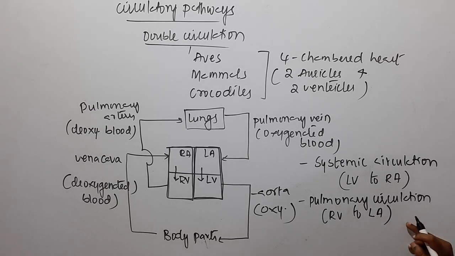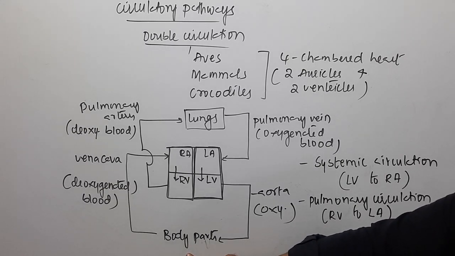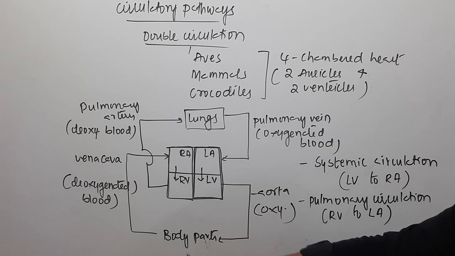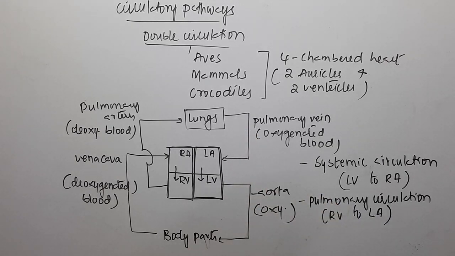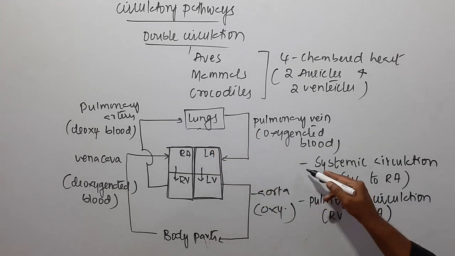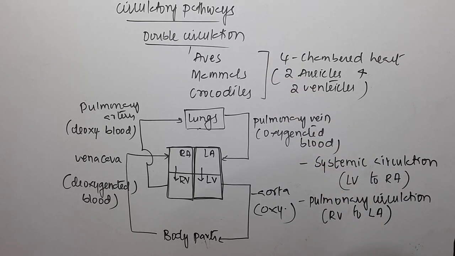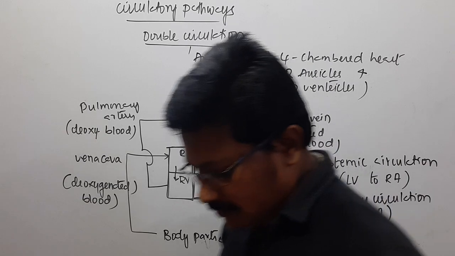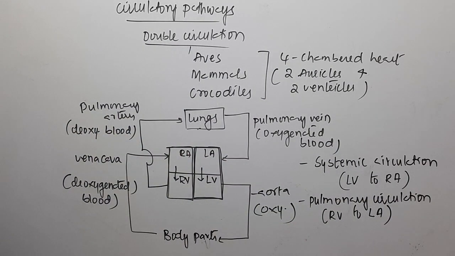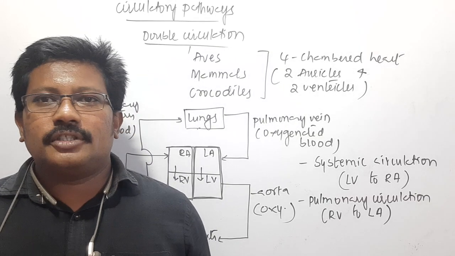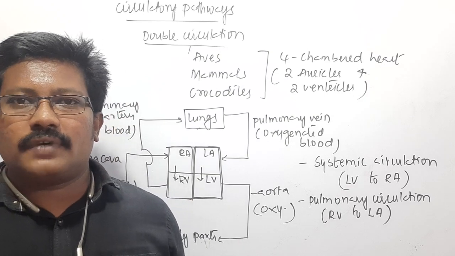I already mentioned that the systemic circulation involves the tissues or the capillaries, which I simply mentioned here as body parts, and in the case of pulmonary circulation it involves the lungs. As there are two circulations, this is what we call double circulation. In the next session we'll see the structure of a human heart.